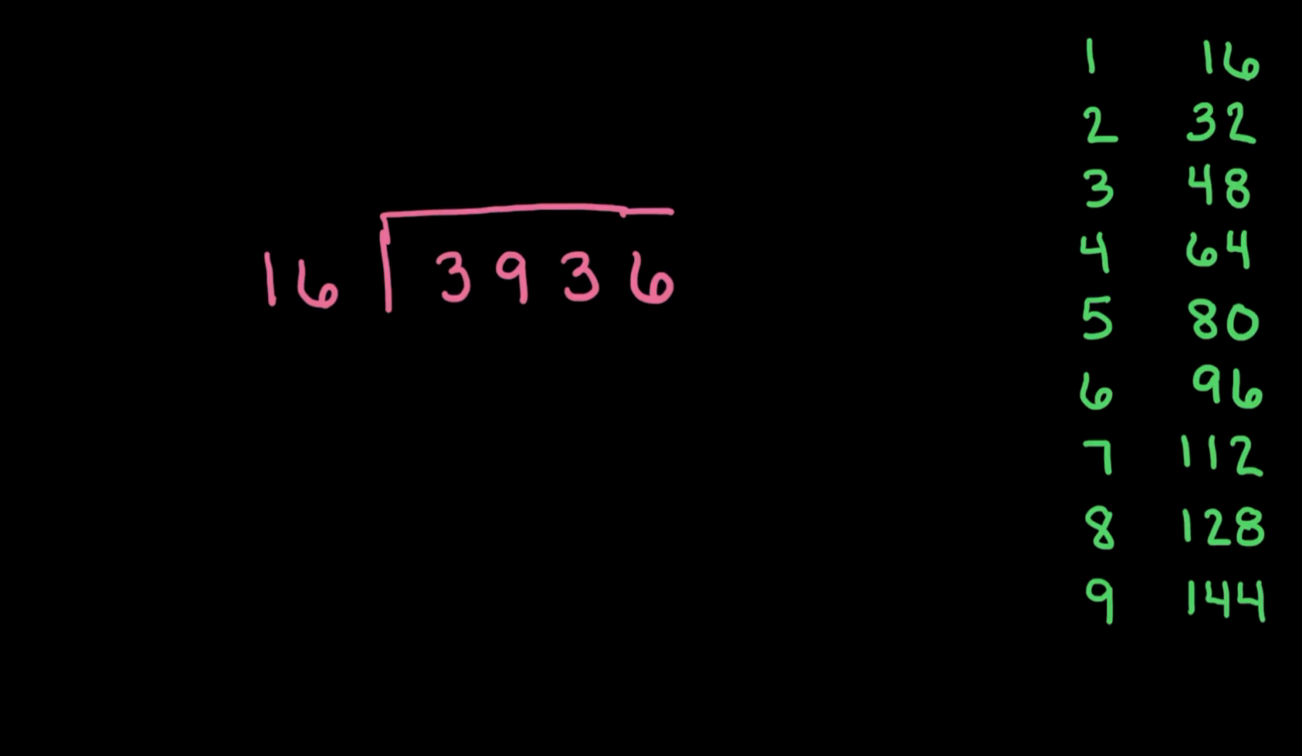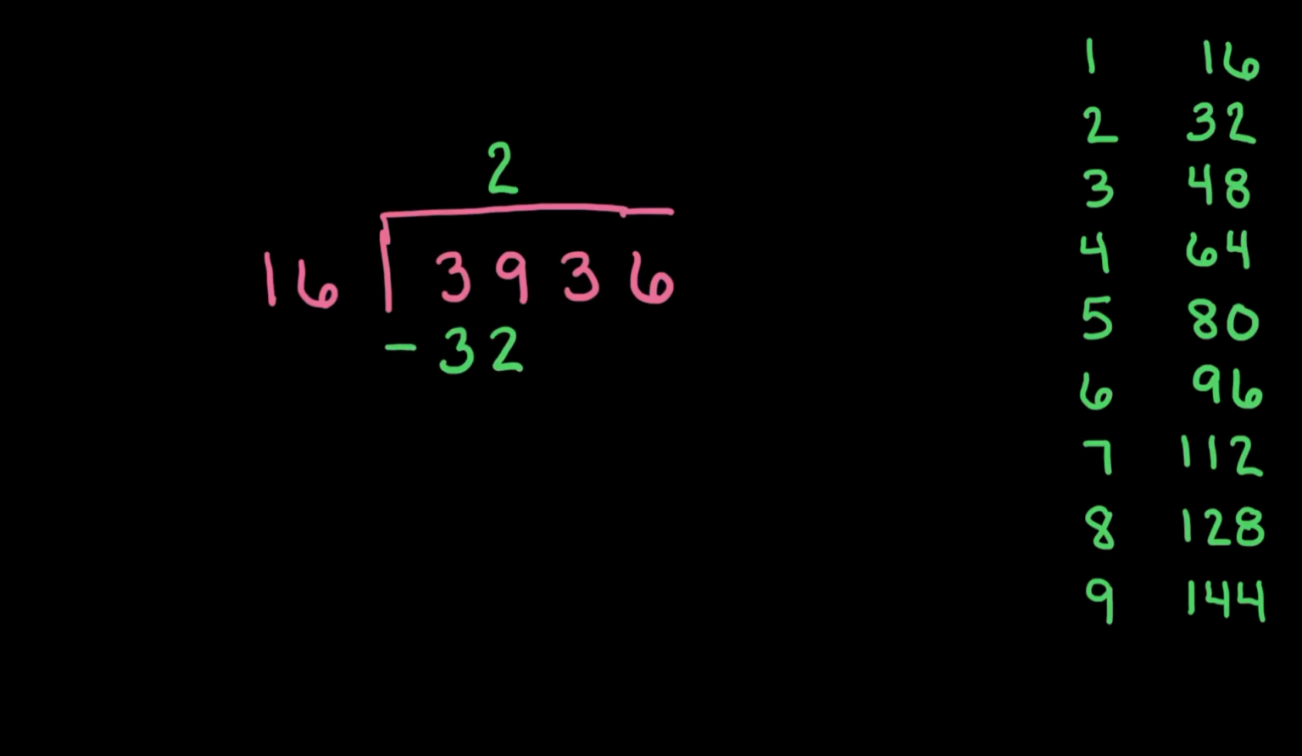I know that 16 is a two-digit number, so I need to look at the first two digits of the number 3,936, which would be that 39. So I know that if I look at my think box, 16 times 2 is 32. So I can go ahead and put my 2 on top here. 16 times 2 is 32.